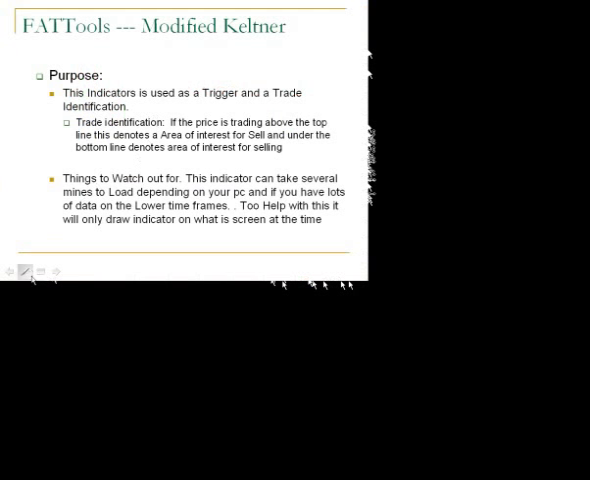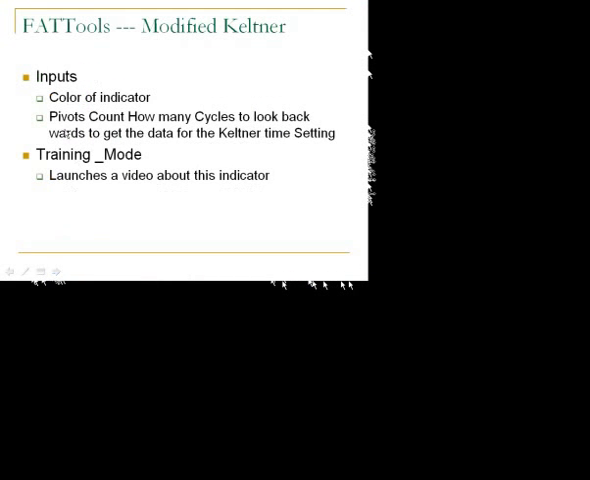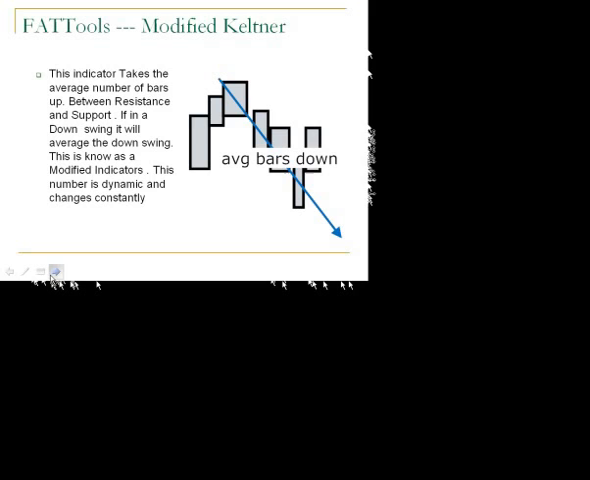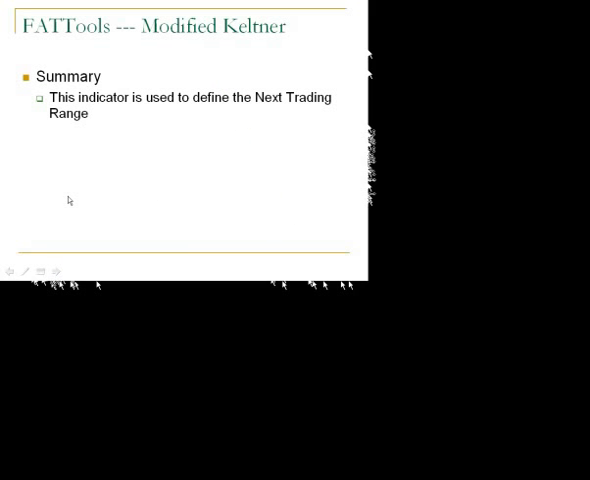All right. So what it does, this is just your inputs. It's really simple. The pivot counts how many cycles back to look. If it's going up, it averages the bars up. If it's going down, it averages the bars down. And it's used to define the next trading range. It's really, really, really simple. Okay.